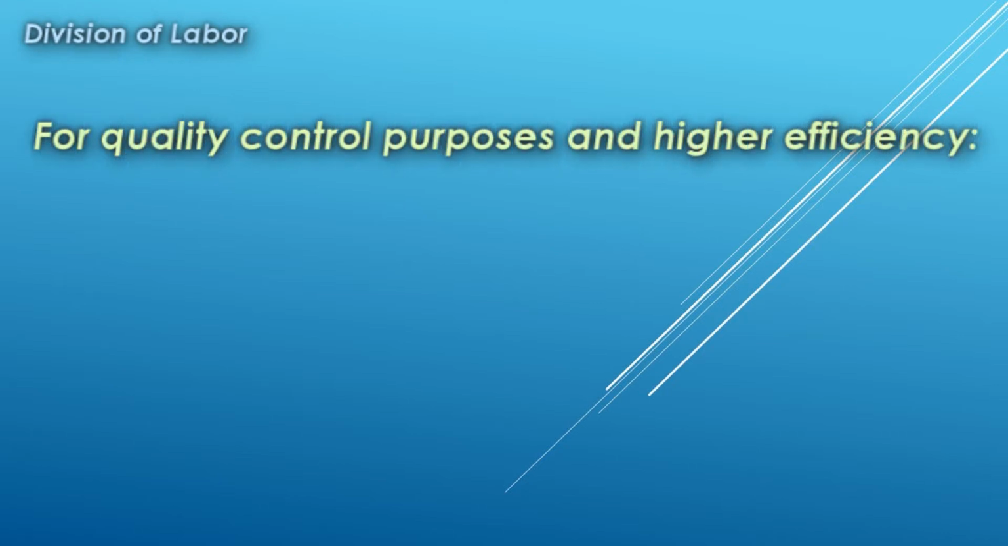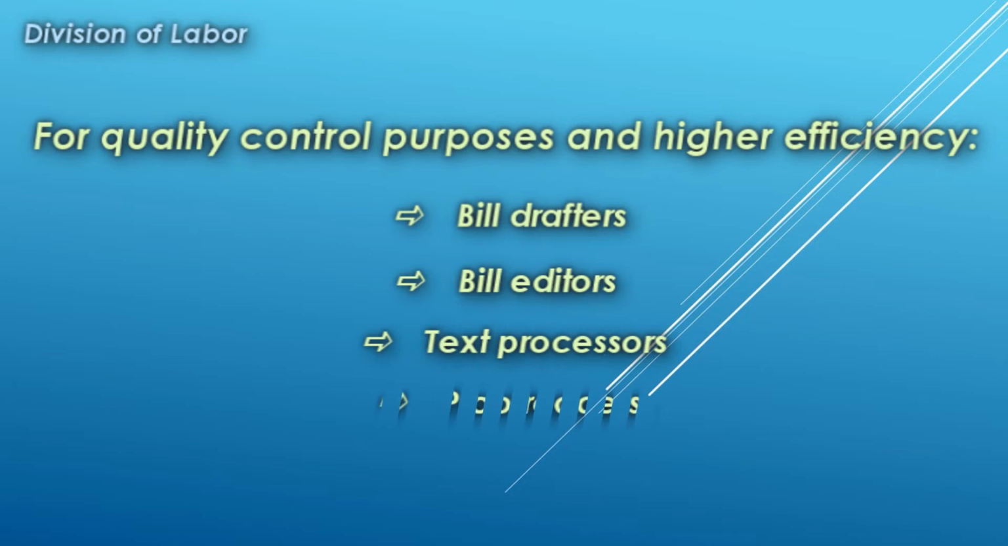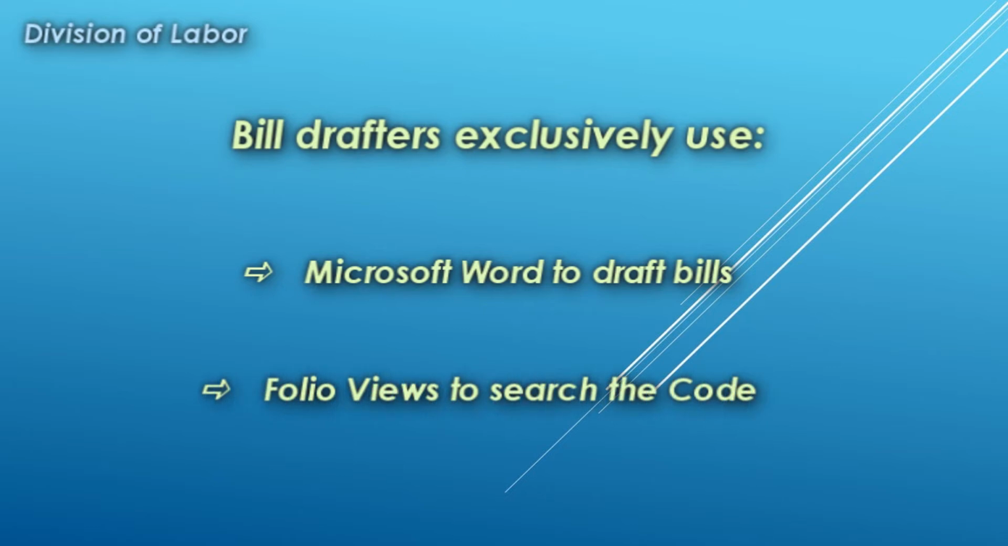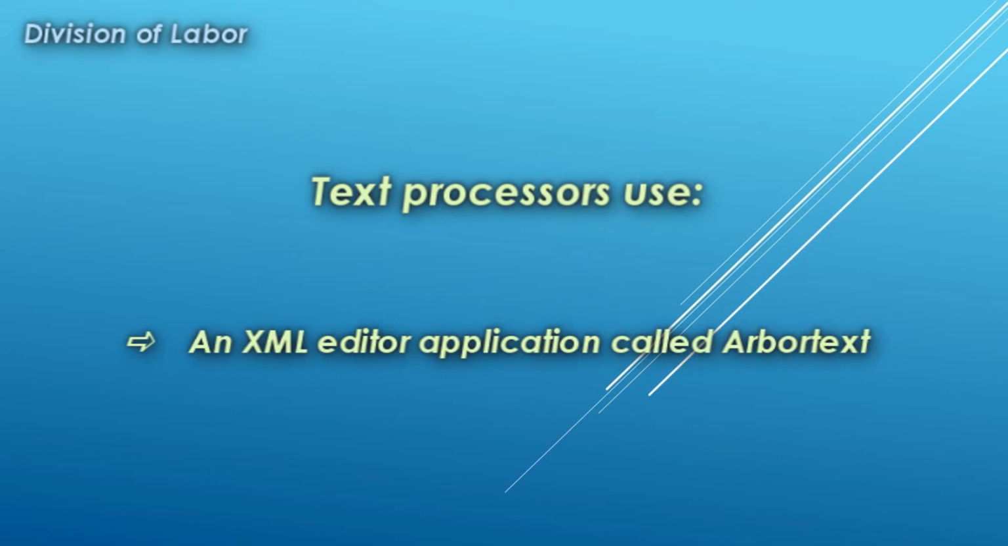For quality control purposes and higher efficiency, work on a bill is divided among 4 groups of staff: bill drafters, bill editors, text processors, and proofreaders. Multiple interfaces are used depending on the user and the skills of the user. Bill drafters exclusively use Microsoft Word to draft bills and folio views to search the code, while text processors use an XML editor application called ArborText to interact with the official code base and create the final bill product.